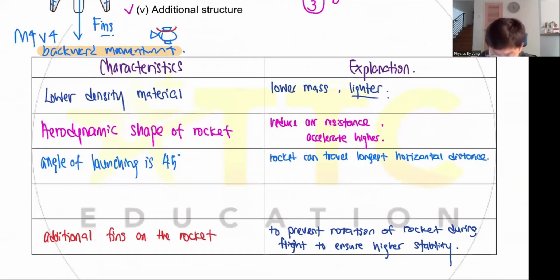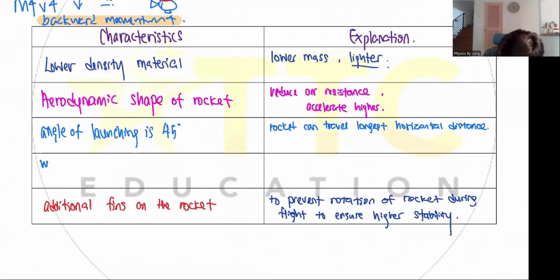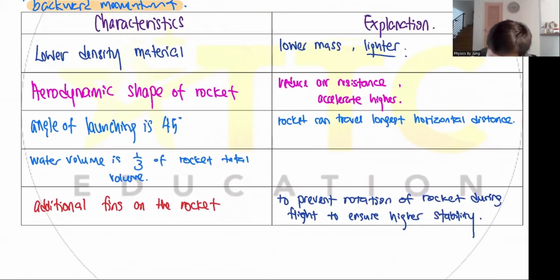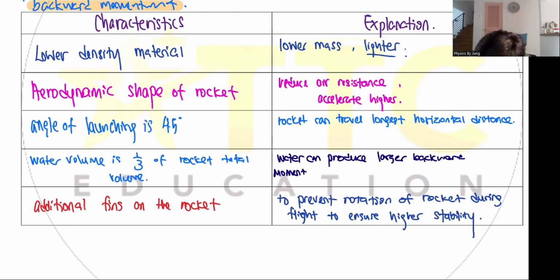So what about the volume of water in the rocket? The water volume is 1/3 of the rocket's total volume. So why? Because what we are trying to achieve here is that the water can produce larger backward momentum, but not be too heavy for the rocket to fly.